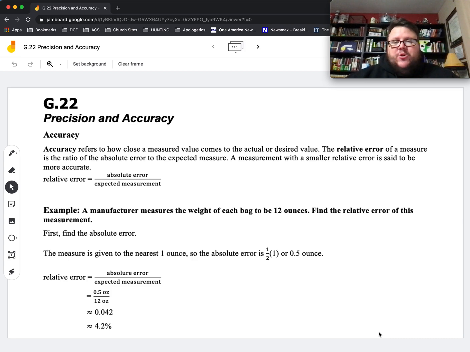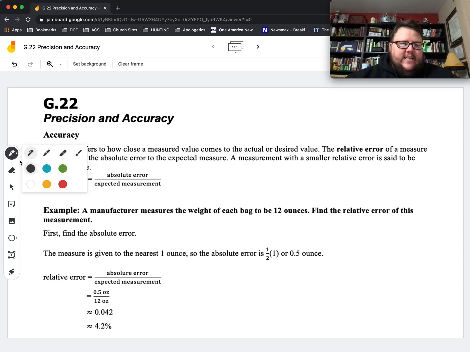Welcome back for day 2 of our precision and accuracy lesson. Today we're going to talk about relative error. Before we do that, let's read about what accuracy is.